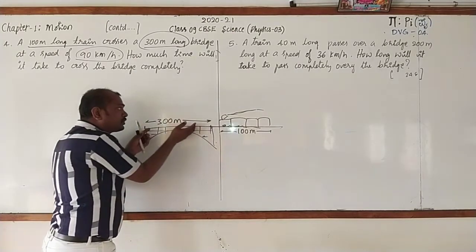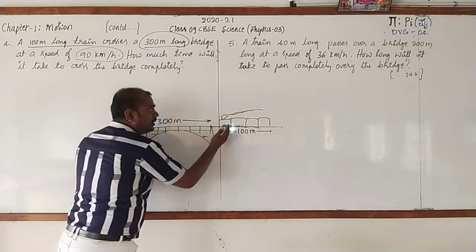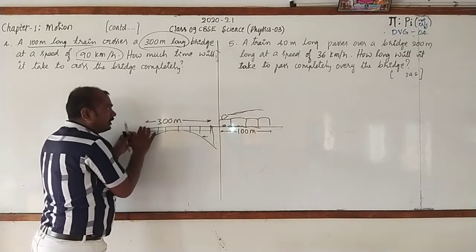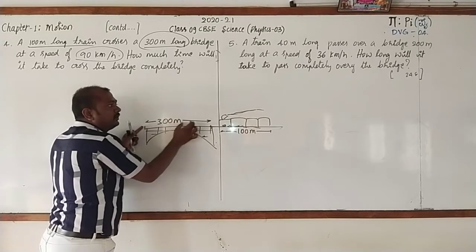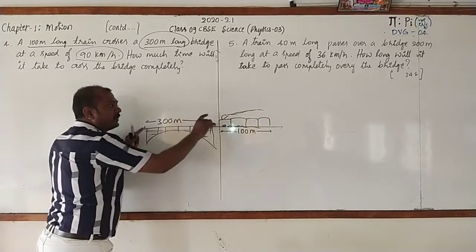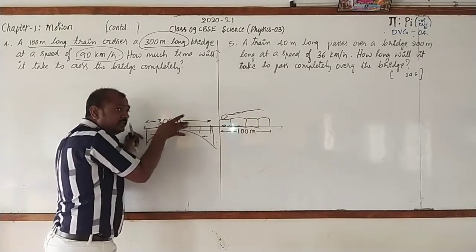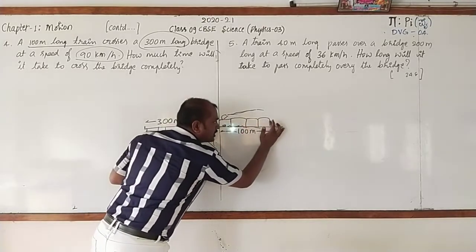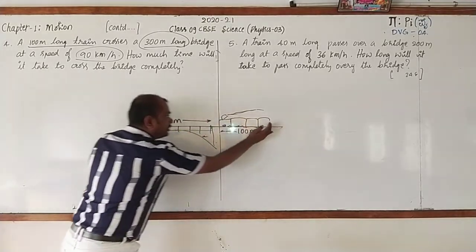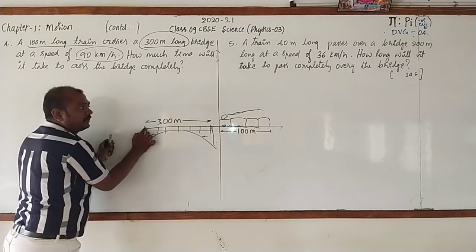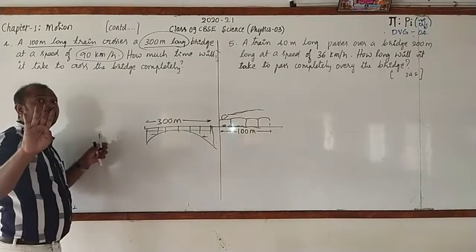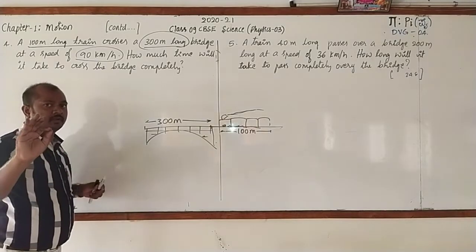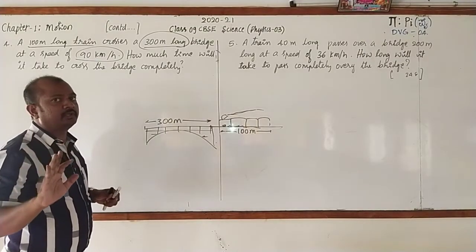the train has to cross the bridge. If it travels 100 meter, of course the engine will come here, but the remaining, the bogies, what we say, the compartments 100 meter, that will remain here. Hence the last compartment should reach here. 300 meter plus 100, total 400 meter. Clear? It's very important.